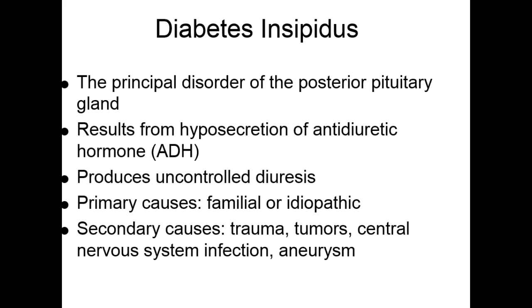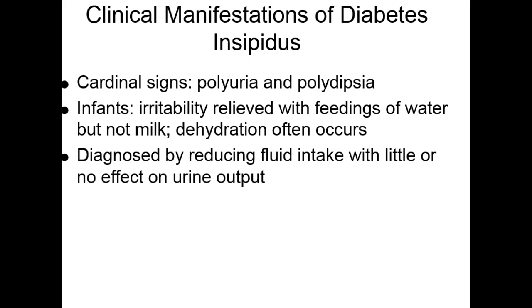This results from hyposecretion of ADH, or antidiuretic hormone. It produces uncontrolled diuresis. Primary causes are usually familial or idiopathic. Secondary causes, and this is what we see a lot of: trauma, tumors, central nervous system infection, aneurysm. The cardinal signs of diabetes insipidus, or DI, are polyuria and polydipsia. Now we know that these are also the signs of diabetes mellitus, but again, don't confuse the two. DI is from the pituitary gland, DM is from the pancreas. But the cardinal signs for DI are polyuria and polydipsia.